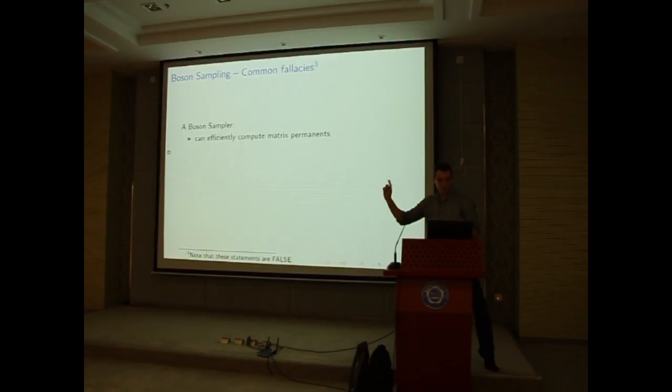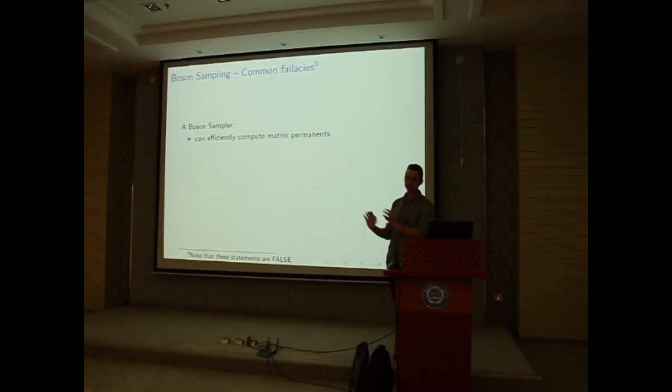And these are false, as it says in the book. A boson sampler can efficiently compute matrix permanence. No, it cannot. It cannot compute matrix permanence, because remember, that was never the point of this argument. The point of this argument was to show it was hard, not that it could do these things. And when I say compute matrix permanence, I mean give me the answer by computing all the entries.